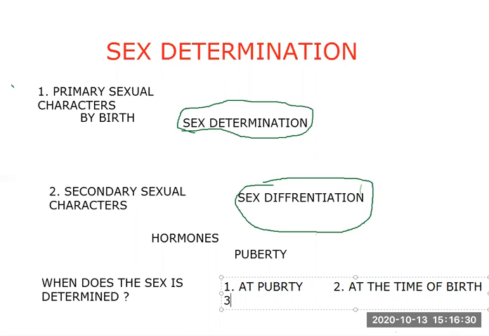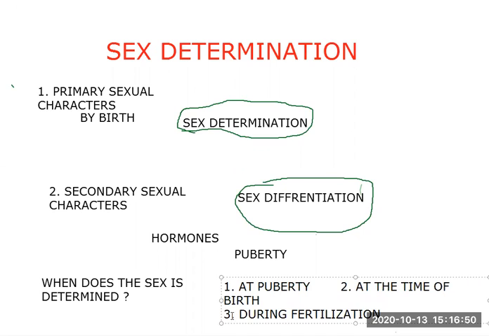No, we have a third option. To know that only, we started this chapter. During fertilization. That is the third option. So when is the sex determined? At puberty, at the time of birth, or during fertilization? During fertilization. That we are going to prove now. That we call sex determination, and the characters that come by the chromosomes, that particular chromosome will decide the sex, and those characters are said to be primary sexual characters.